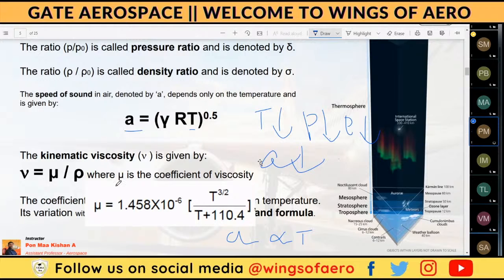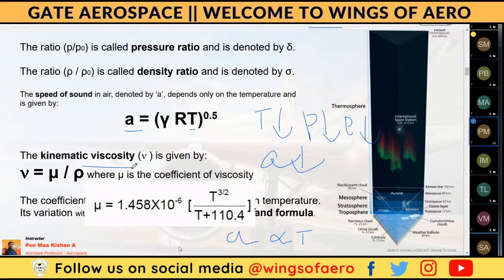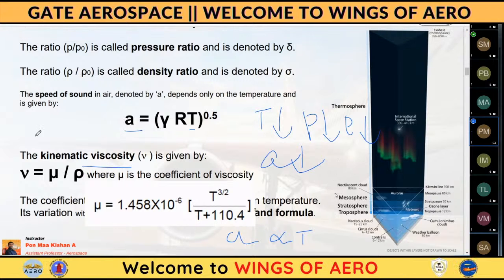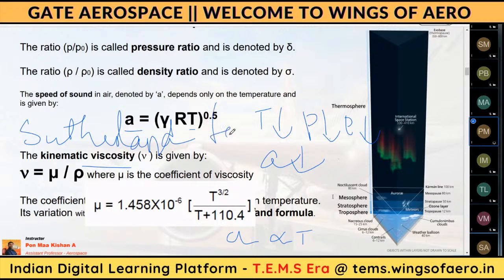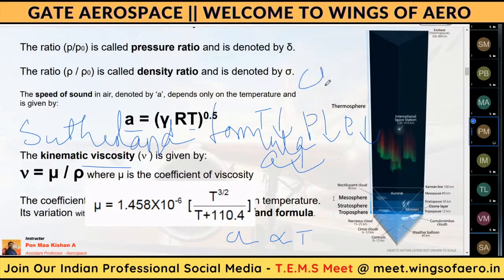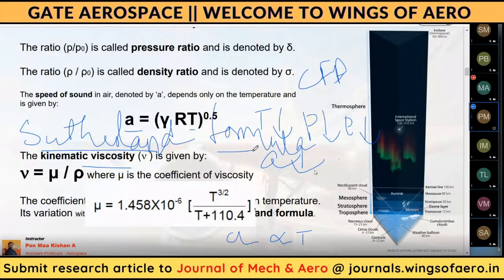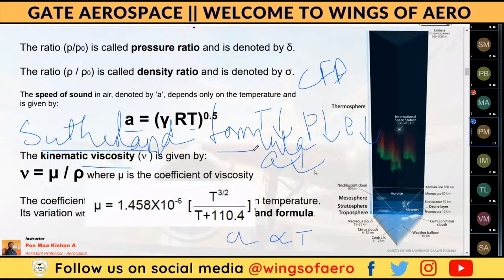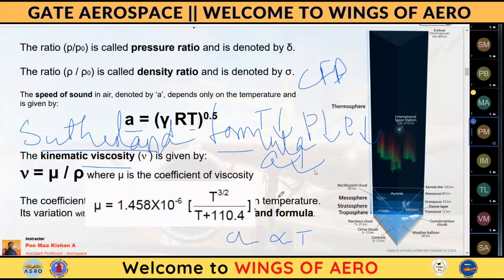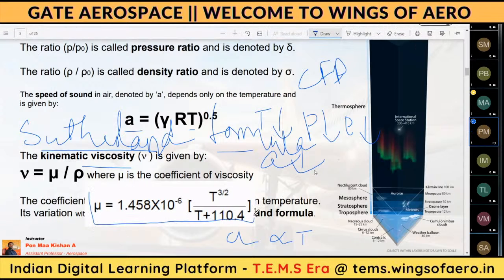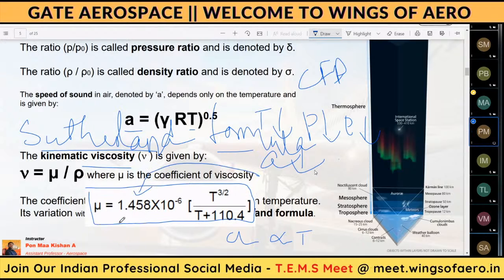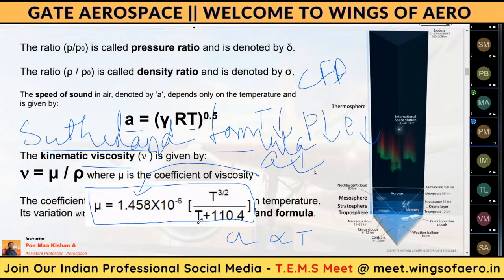So the next factor is kinematic viscosity. I hope you might have heard about the Sutherland formula. If you have worked in CFD ANSYS analysis, you might have seen this Sutherland formula. Maybe your professor might have said to use the Sutherland formula for calculating the viscosity. So this formula which we have given here is to calculate the coefficient of viscosity.